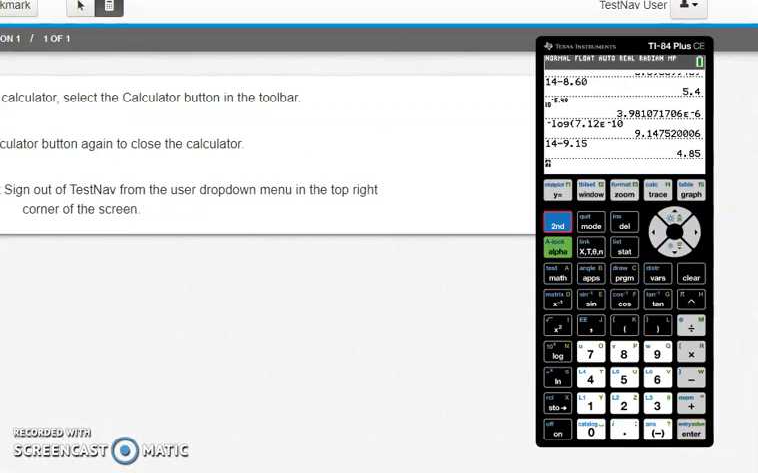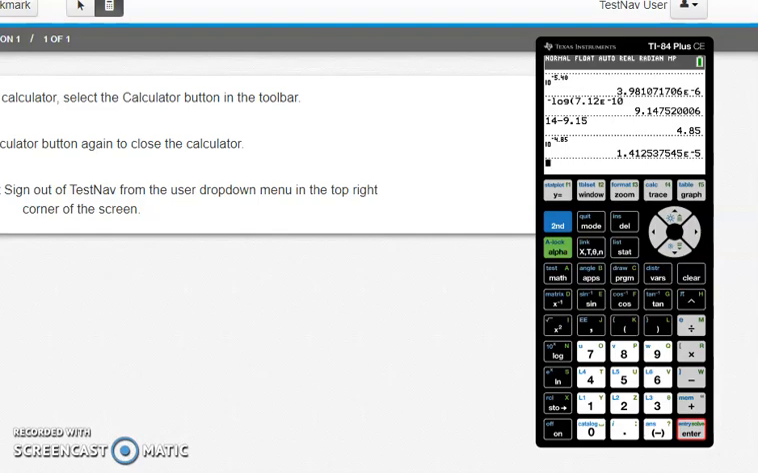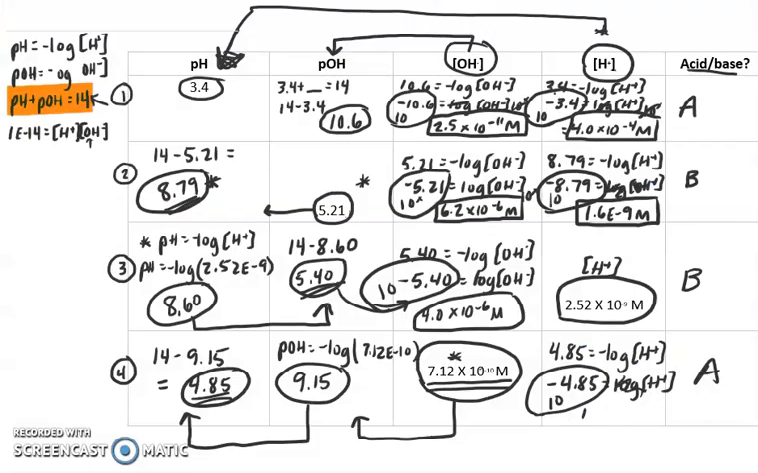So again, second log negative 4.85, and we get 1.4 e to the negative fifth. And then there's an M after it. And there is your answer. So this is how you're going to approach that problem in the packet that has the chart. Do exactly what we did here, and you're going to be in good shape. All right, good luck.